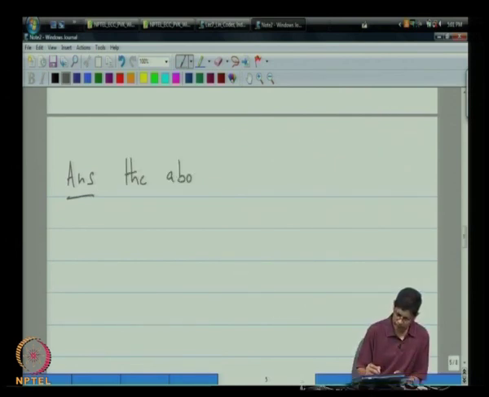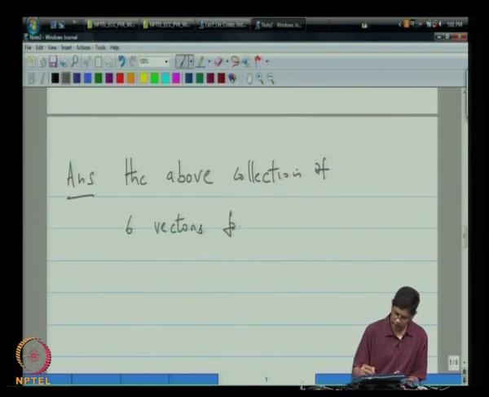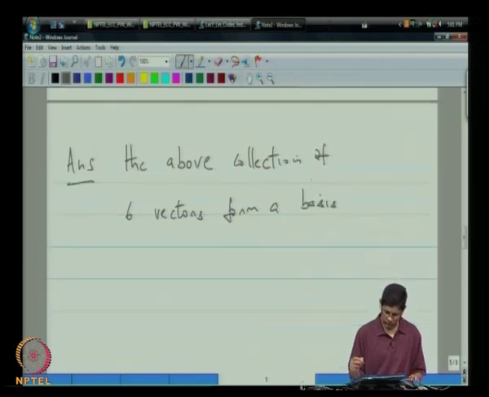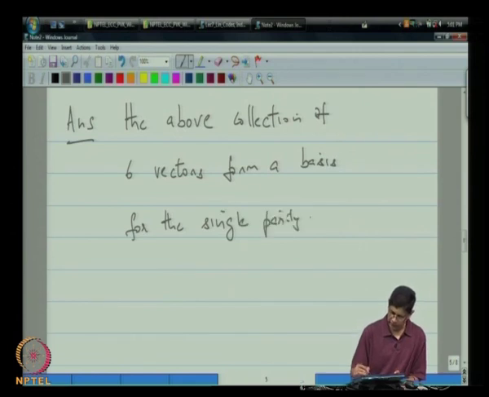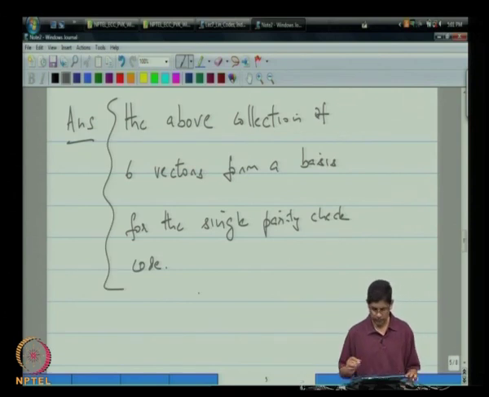the above collection of 6 vectors form a basis for the single parity check code. Okay.